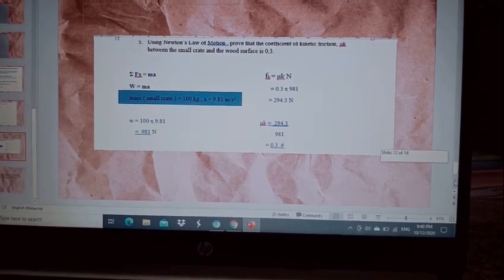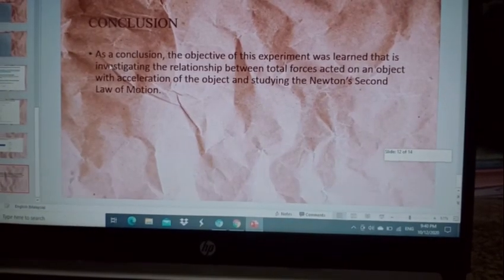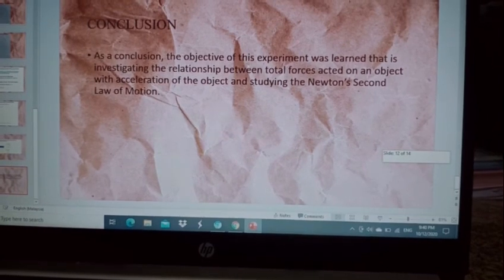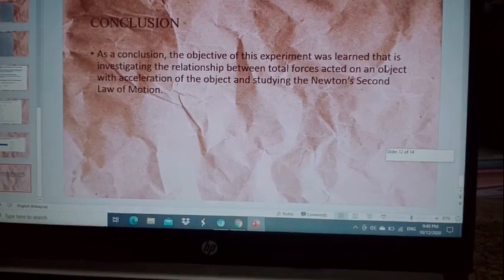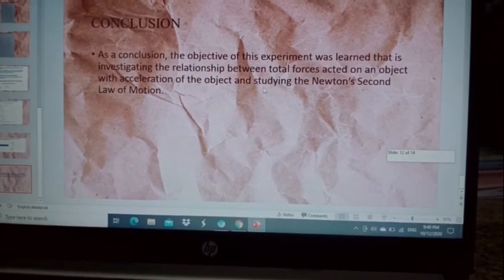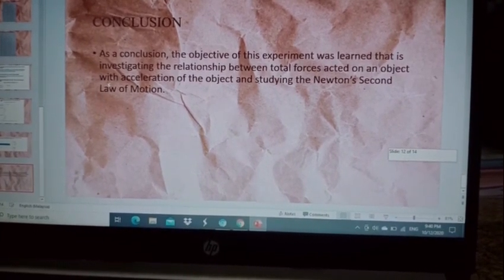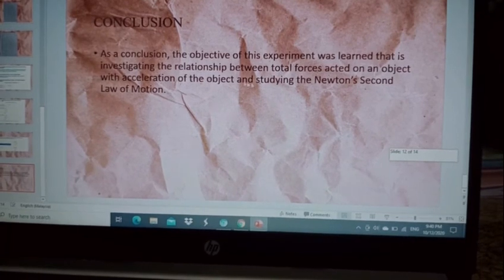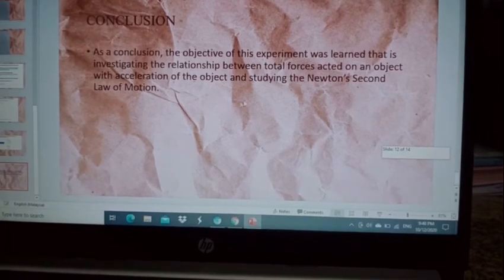Okay, the conclusion. As a conclusion, the objective of this experiment was achieved, which is investigating the relationship between the total force acting on the object and the acceleration of the object, and studying Newton's second law of motion.